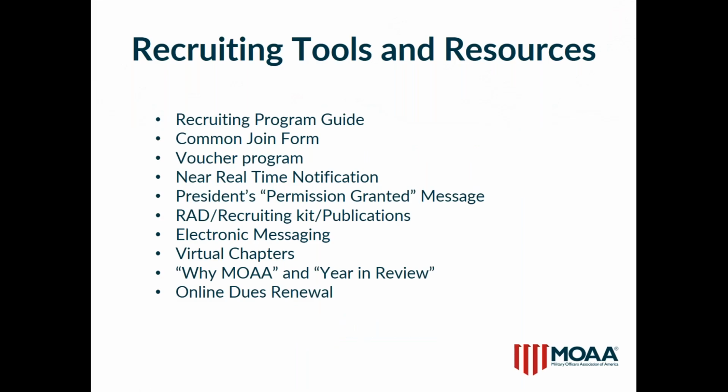So let's talk about some of the best practices and the tools and things that we have in place for you. So overall, umbrella-wise, we want you to recruit for national when you recruit for your chapter. And we want to help recruit for chapters when we recruit for national. So many of these programs here help us do both of those things at the same time. And we've put some very new tools in place this past year in order to help us all in this recruiting challenge.